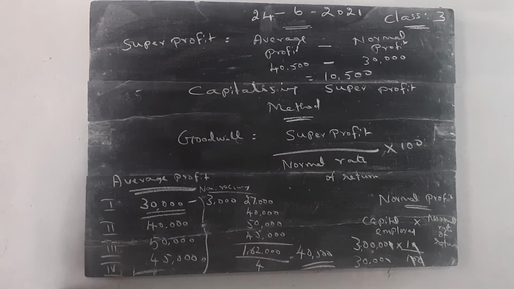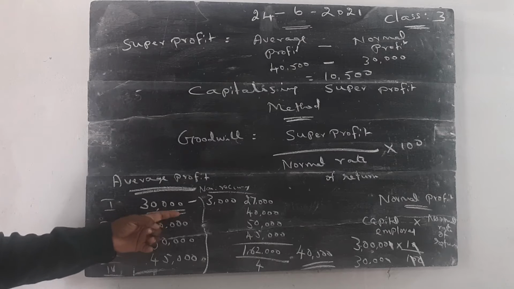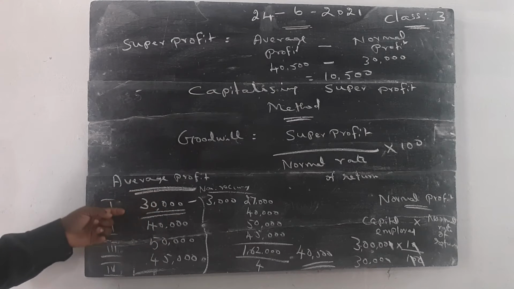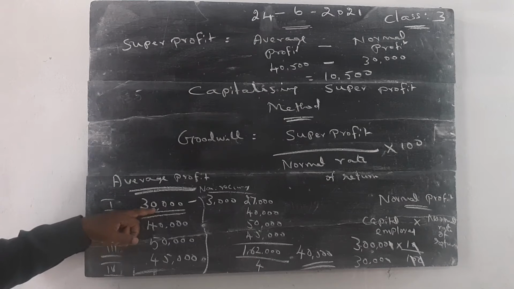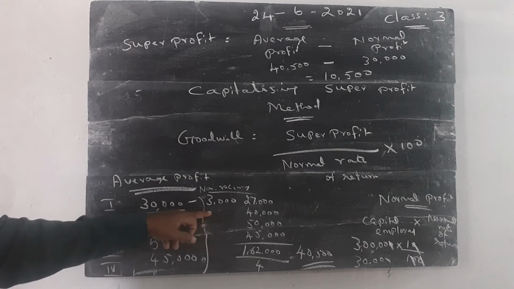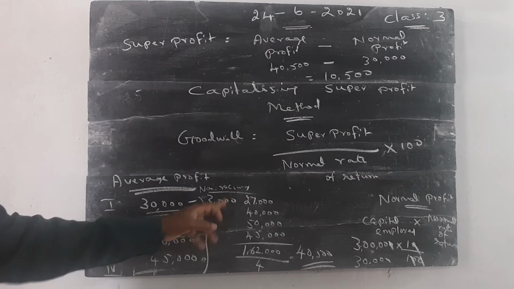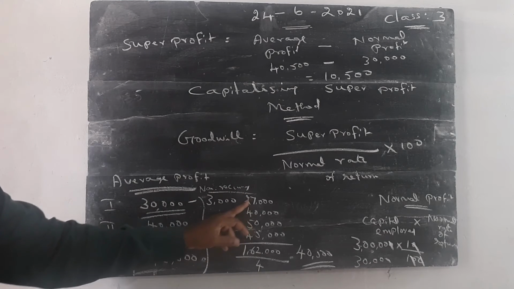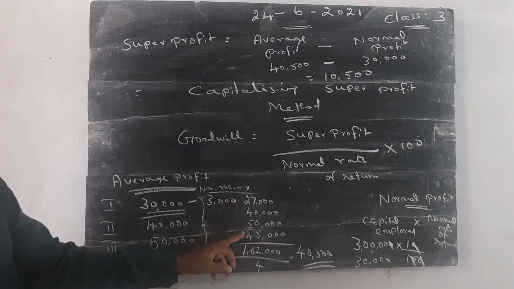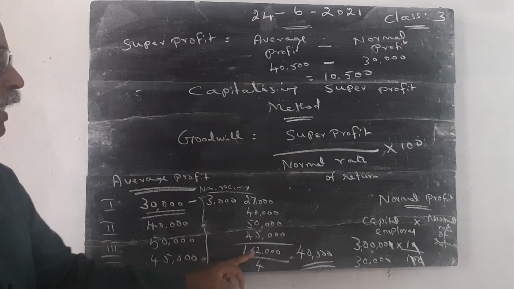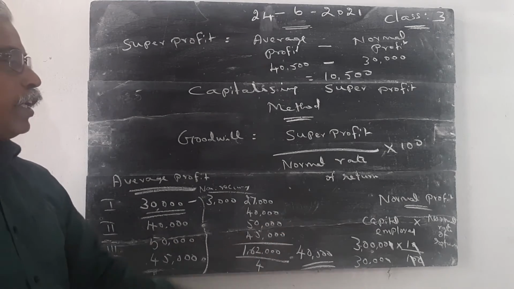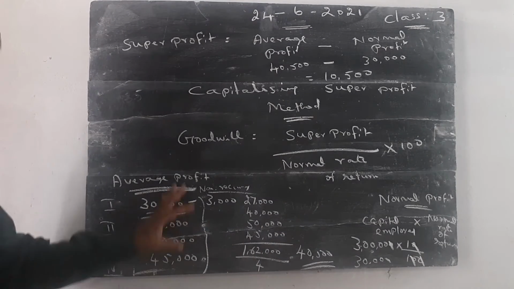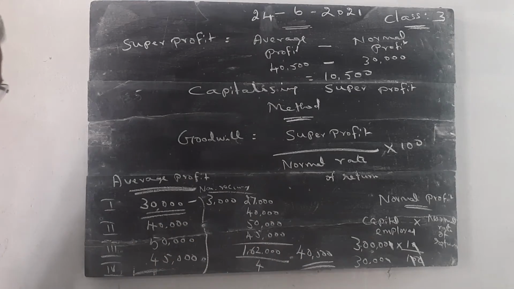So once again, first we calculate the average profit. In the average profit, in the first year, that means the profit earned in the year of 30,000, 3,000 of non-recurring income is included. So that amount is subtracted. So 27,000 plus 40,000 plus 50,000 plus 45,000 is equal to 1,62,000. 1,62,000 divided by 4 is equal to 40,500. So average profit is equal to 40,500.